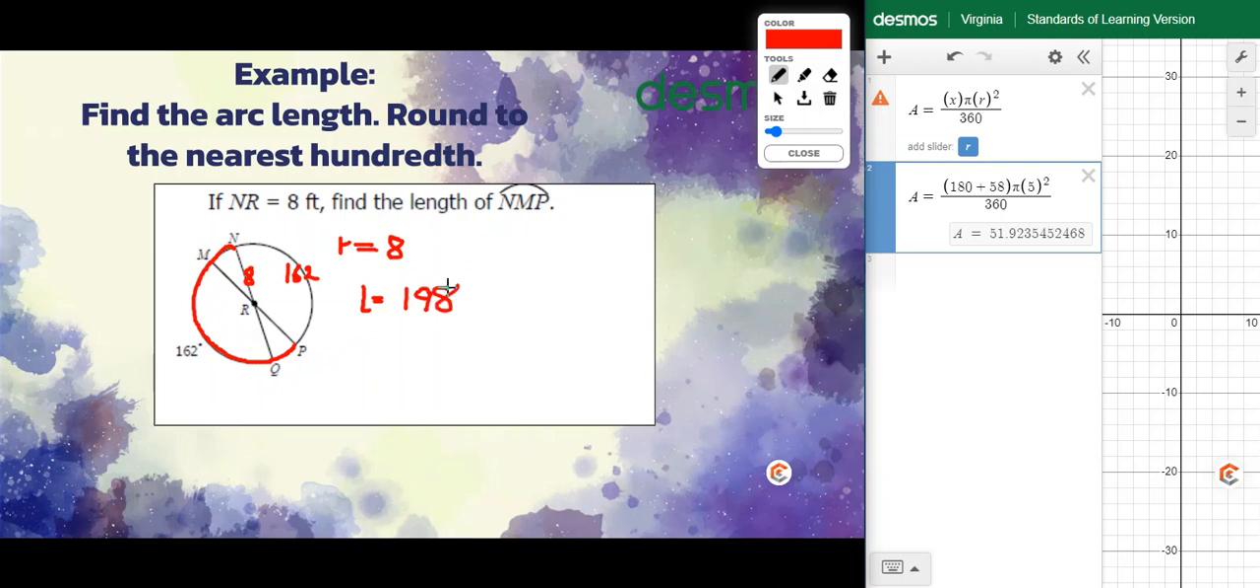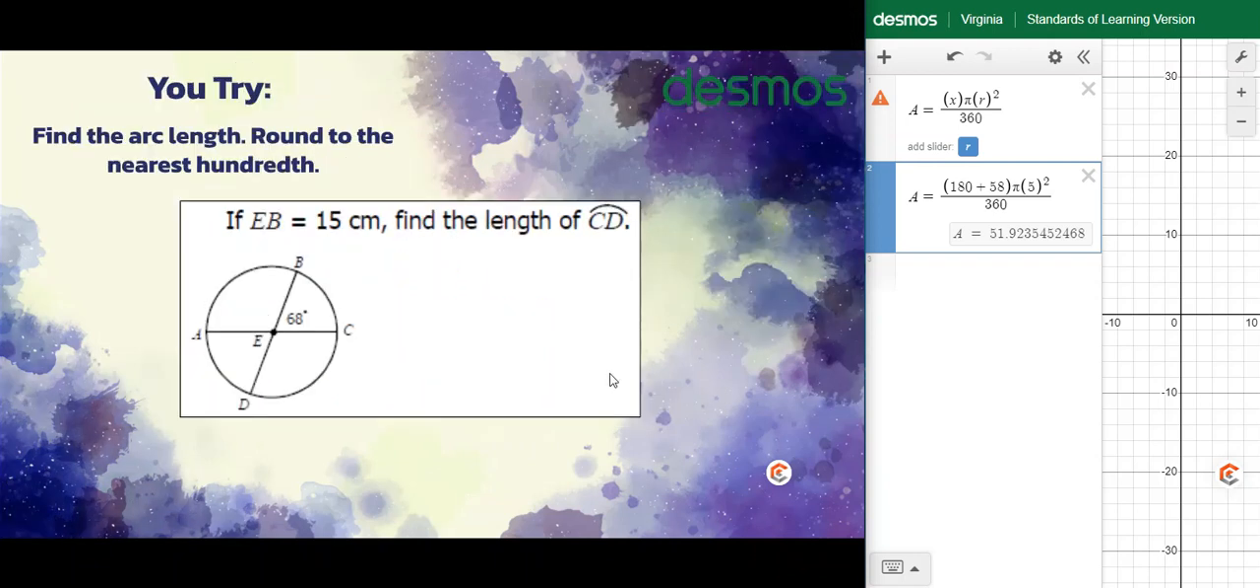And then we would need to calculate the circumference, pi times a radius of 8, so 16 pi. So 198 times 16 pi divided by 360, which is going to be approximately 27.65 feet.